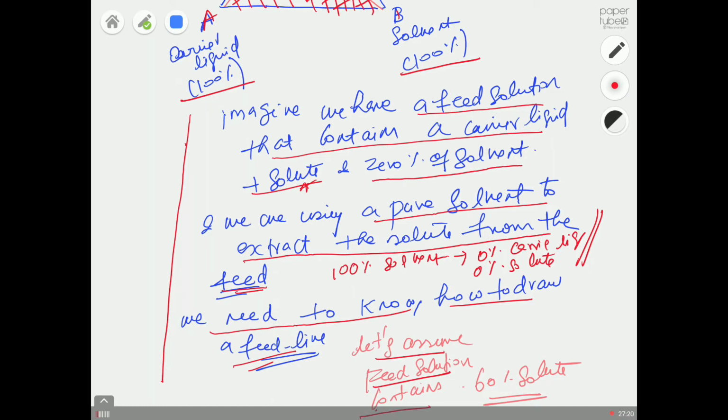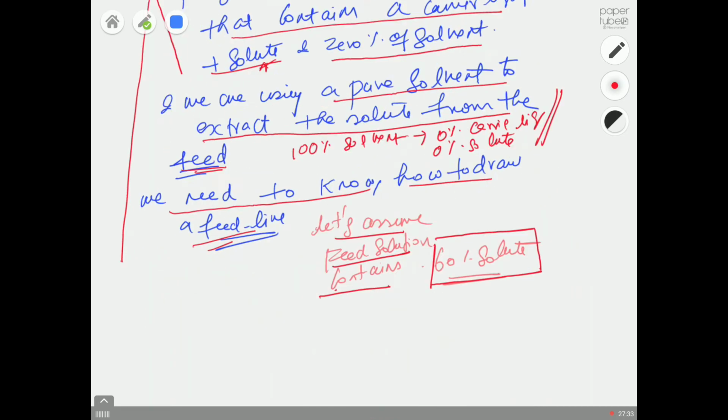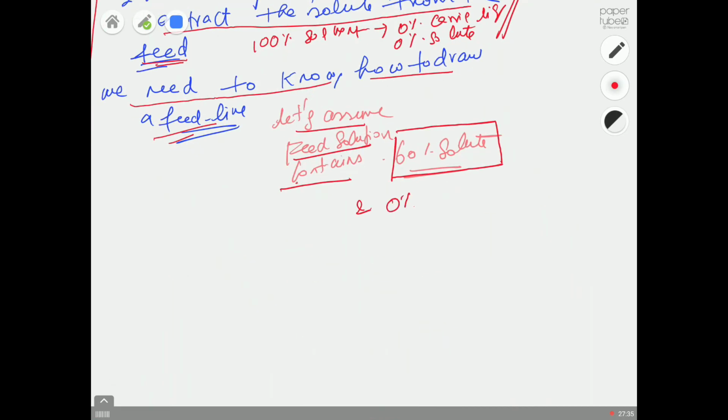So I said to you we have a feed solution that contains 0% solvent, but I didn't tell you the percentage of solute, yeah? So let's assume that the feed solution contains 60% solute and 0% of solvent. So what will be that? The remaining 40% will obviously be your carrier liquid.